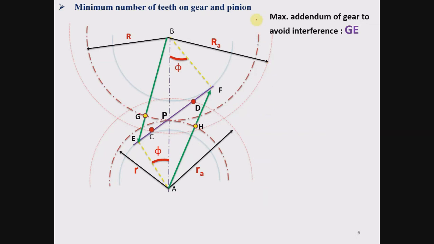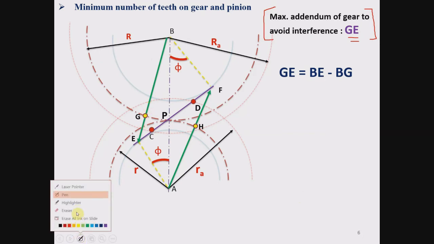Now what we have seen, we will make use of this only. Maximum addendum of gear to avoid the interference is distance GE. Now distance GE is equal to BE minus BG. Correct? So write down GE is equal to BE minus BG.